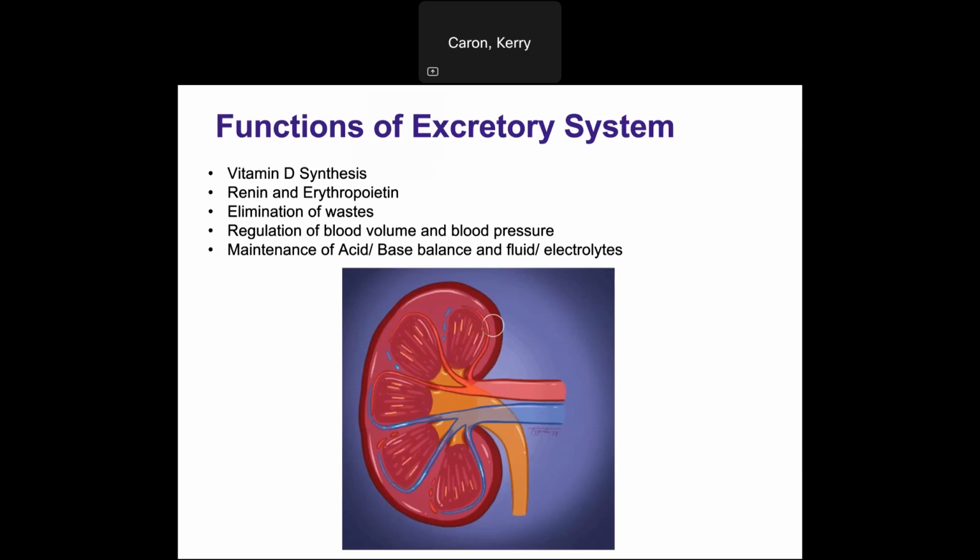And I think this animation is really neat because it shows blood entering, going through the nephrons, and then exiting, and then urine exiting the ureters. And that is the urinary excretory system.